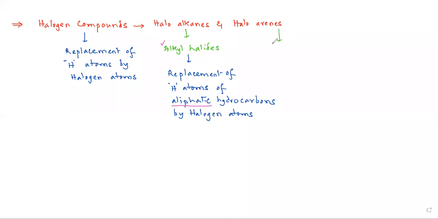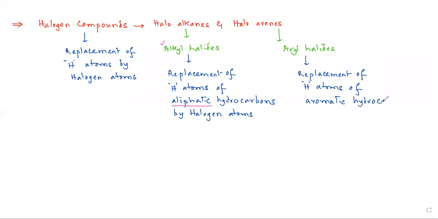Next, coming to haloarenes, these are aryl halides. These are formed by the replacement of hydrogen atoms of, say, aromatic hydrocarbons by halogen atoms. Okay. So this is all about what halogen compounds are in general. Haloalkanes are alkyl halides. Then haloarenes are aryl halides. Okay.